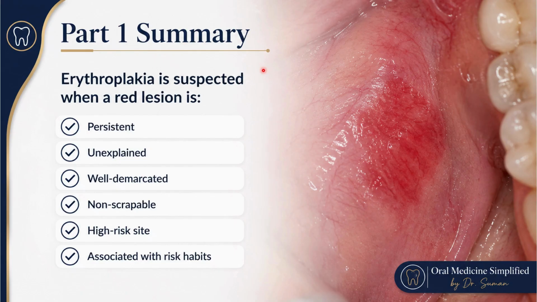Erythroplakia is suspected when a red lesion is persistent, unexplained, well demarcated, non-scrapable, located at a high-risk site, or associated with risk habits. Not every red lesion is erythroplakia, but every persistent, unexplained red lesion deserves careful examination and proper diagnosis. This is the clinical discipline we want students and clinicians to develop. Do not ignore subtle red lesions simply because they are painless or small.